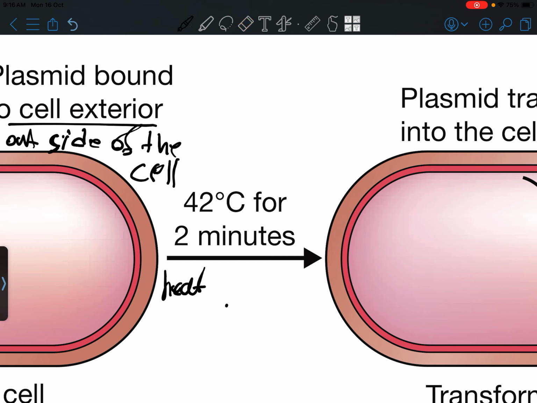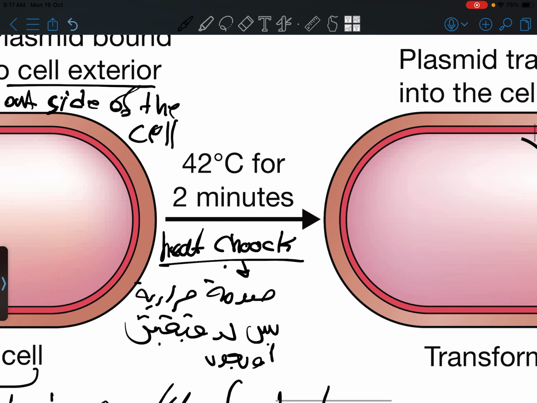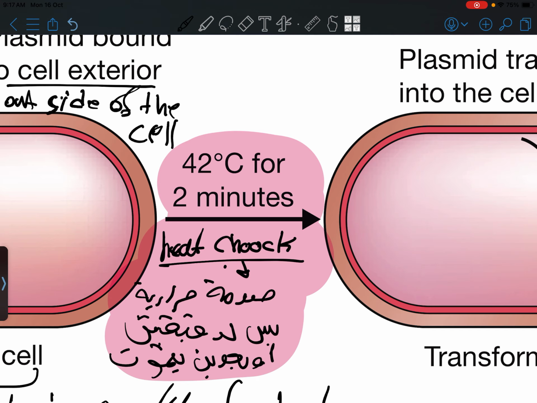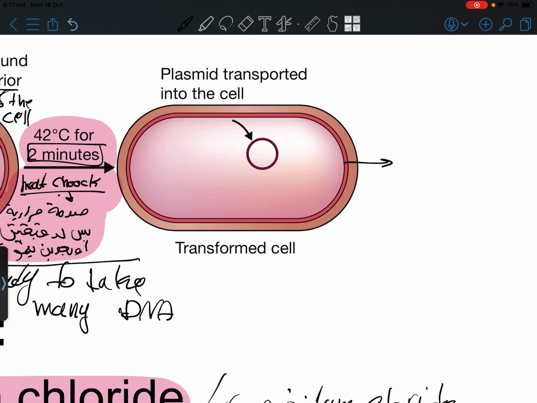Because 42 is not an optimum temperature for the growth of the bacteria. It can kill the bacteria. But this high temperature will open some transient pores on the surface of the bacteria, allowing the plasmid to go inside. Okay? Then you have to take them immediately after 1 or 2 minutes at 42 and quickly put them on ice. You have to cool it down very quickly. Otherwise, the bacteria will be killed.